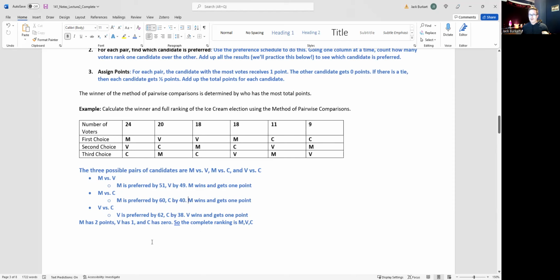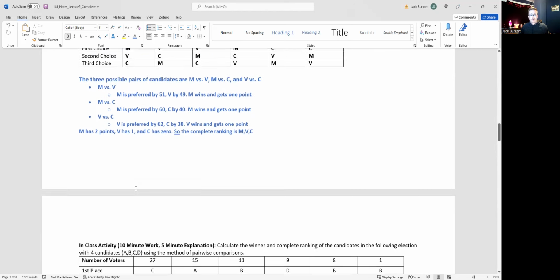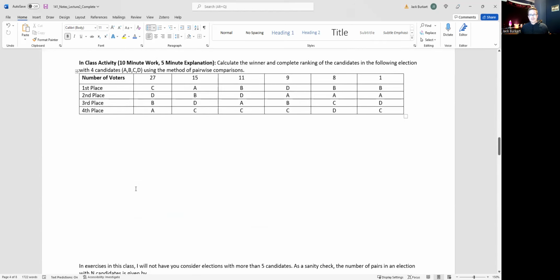So that is roughly how it works. Like I said, maybe the trickier thing to do is figure out what all of the pairs are. Hopefully with that little bit of practice, we're feeling a little bit more confident in our abilities. So let's go over a practice problem right here.